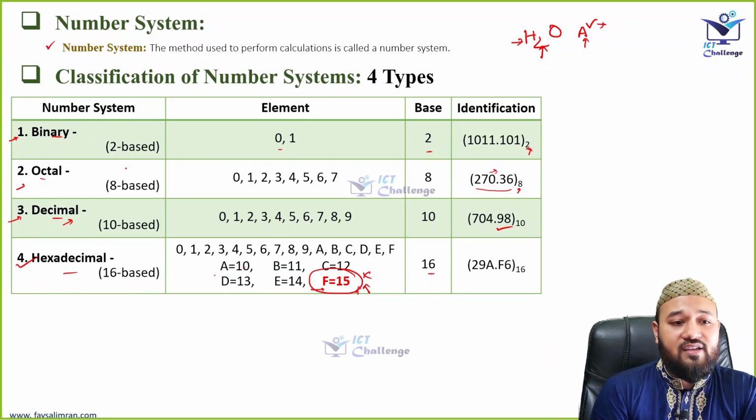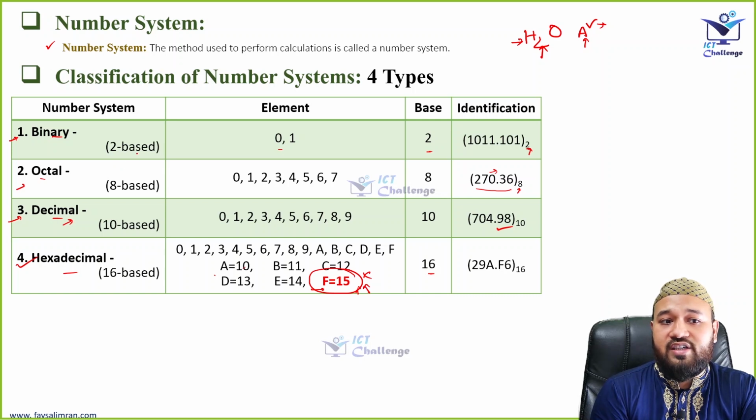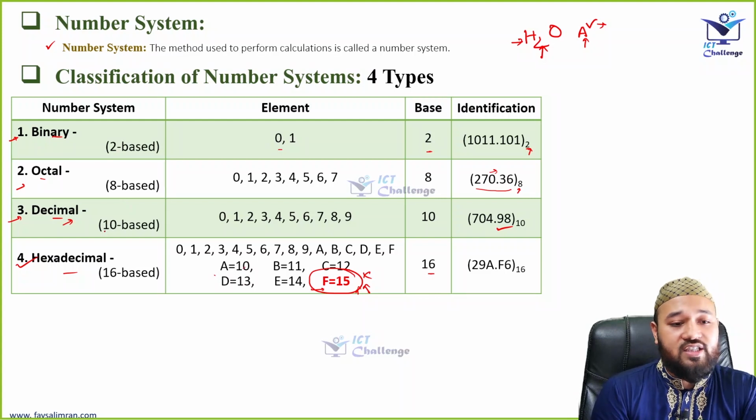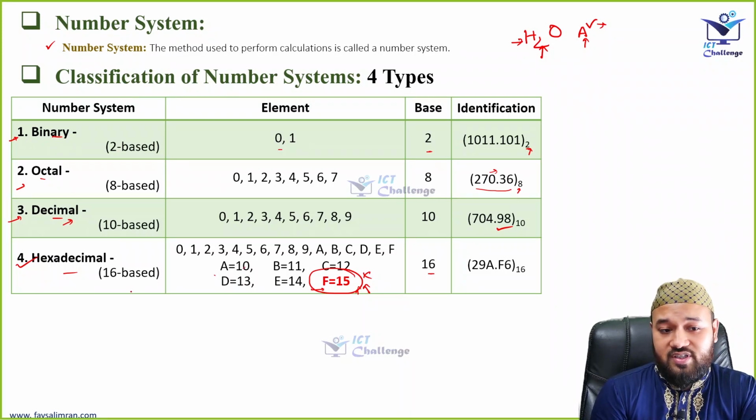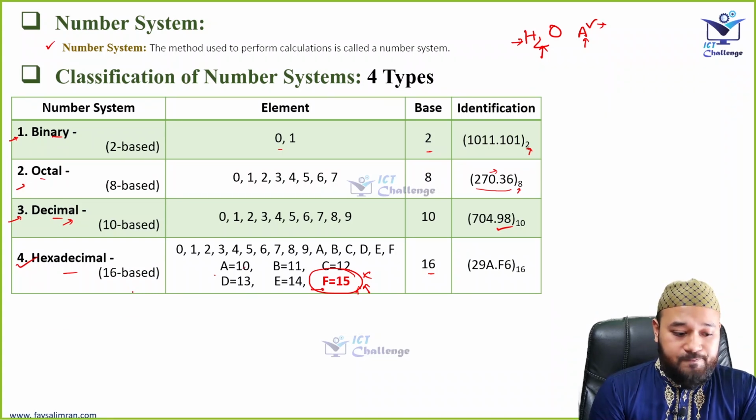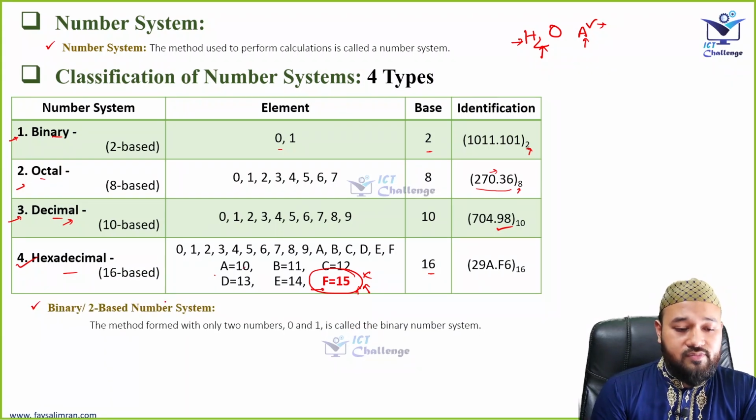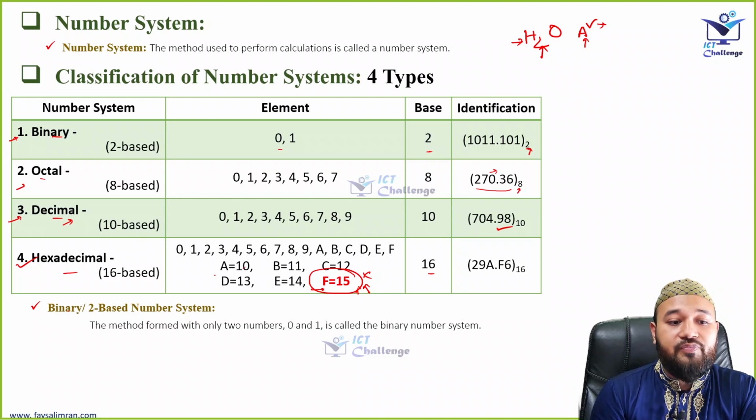There is another name or nickname for these number systems. Binary is called the 2-based number system, octal is called the 8-based number system, decimal is the 10-based number system, and hexadecimal is the 16-based number system. There is also a question with an explanation. What is the binary or 2-based number system? The number system which contains 0 and 1, only 2 elements, is called the binary or 2-based number system.